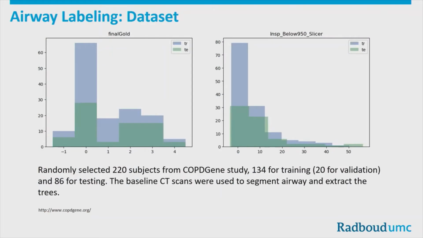For our dataset, we use the COPDGene study, 220 subjects, and we use the inspiration scan acquired during the first patient visit. It's called the baseline CT scan. The inspiration scan is basically when you breathe in, hold your breath, and take a scan. And the airway trees are extracted and segmented, and the anatomical labels are assigned manually by Sirona analysts.